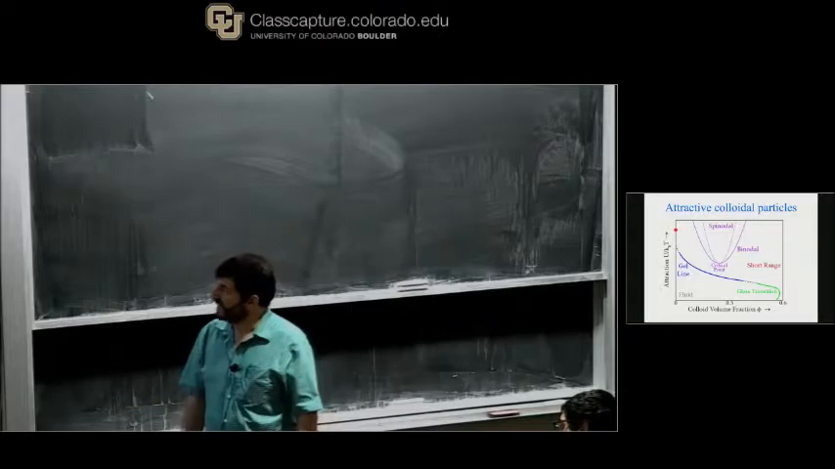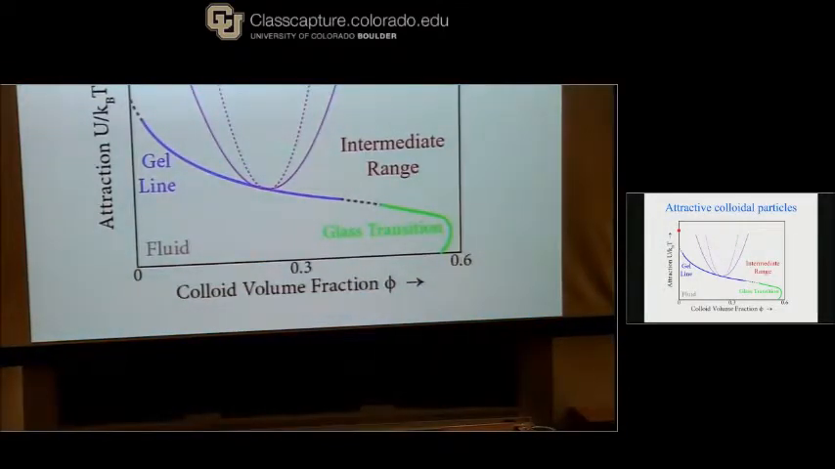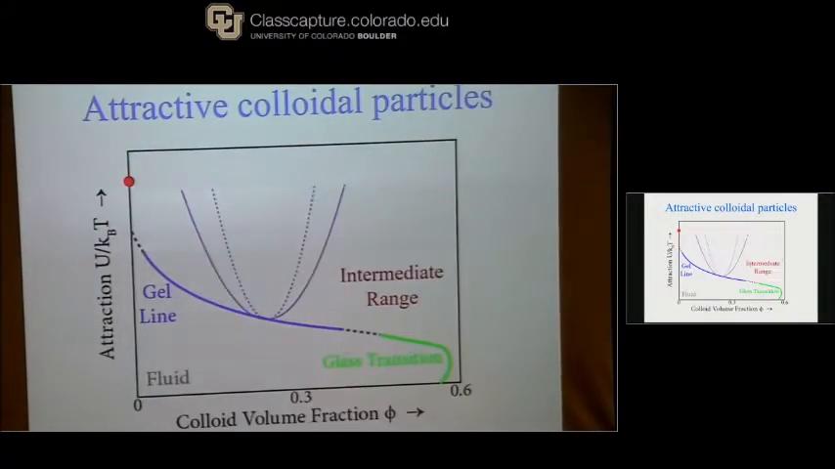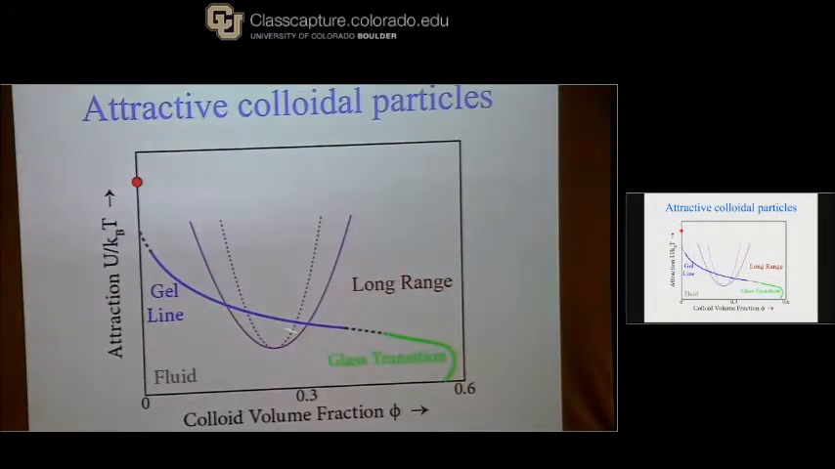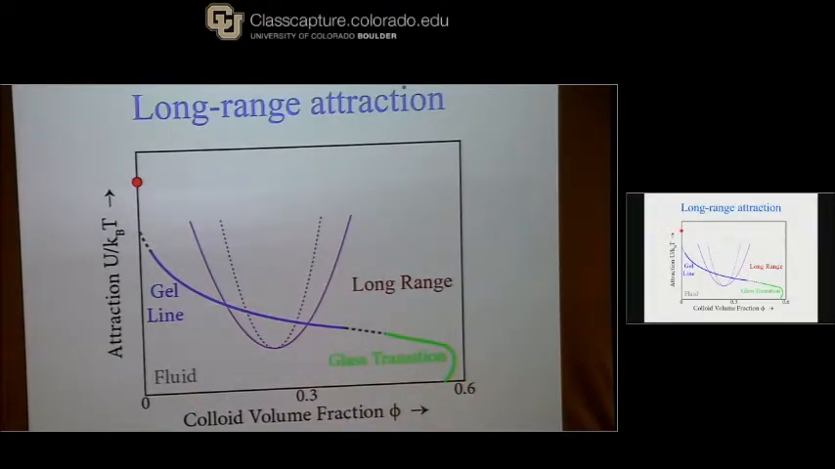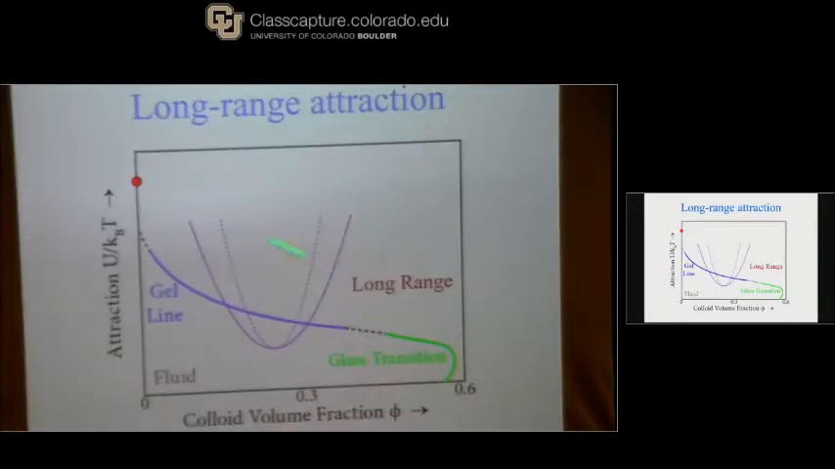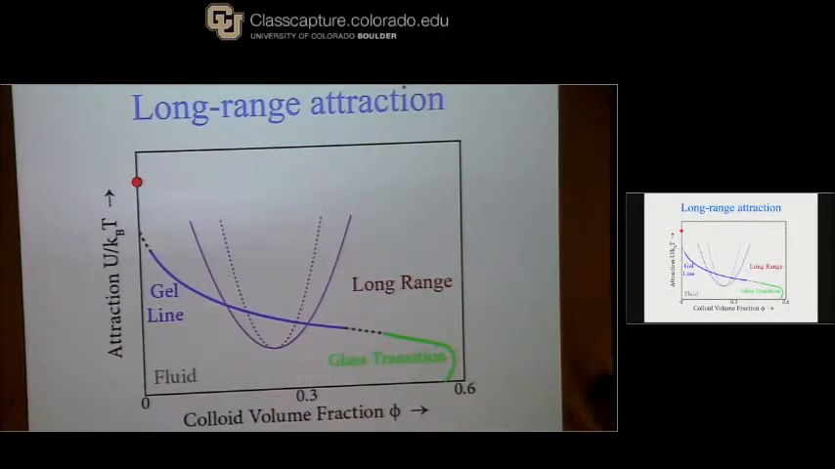Say I change the range. What you see is that as you decrease the range, this is short range, and this is longer range. I make them longer and longer range, and I shift where this actually behaves. So can we understand the nature of this spinodal and gelation behavior?